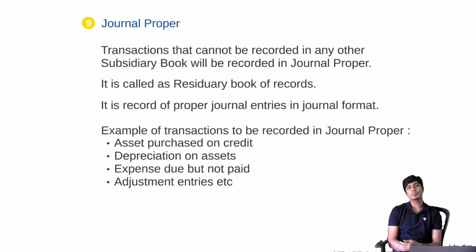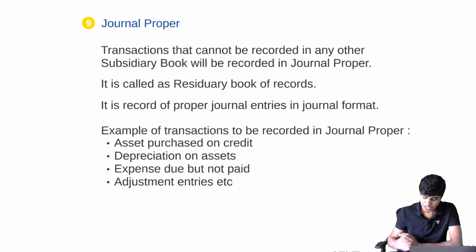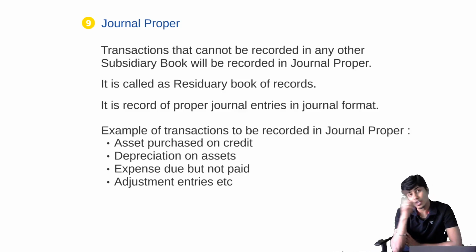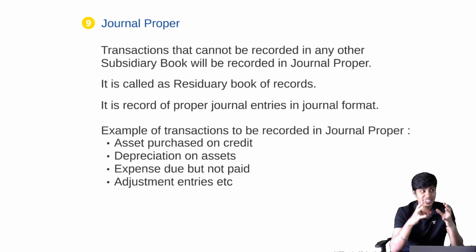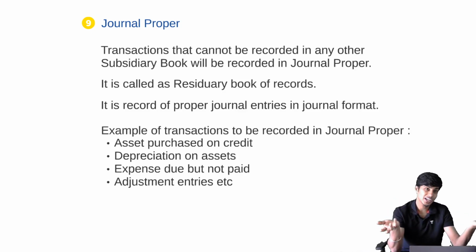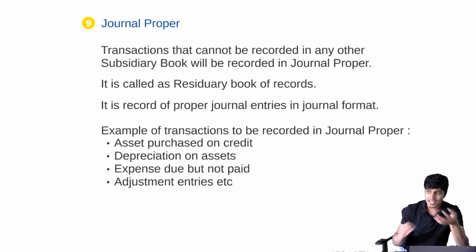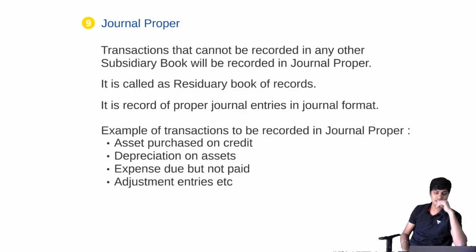Lastly, we have journal proper. Journal proper is a subsidiary book which is called a residuary book. A transaction which doesn't go into any of the other books, like sales book, purchase return book, sales return book, cash book, petty cash book, will come in journal proper. This is for credit purchase of assets. Because it is assets, it will not go to purchase book. Because it is credit, it will not go to cash book. Where do you write it? In journal proper. Or any adjustment entries, depreciation entries, rectification entries, all this will be written in journal proper.